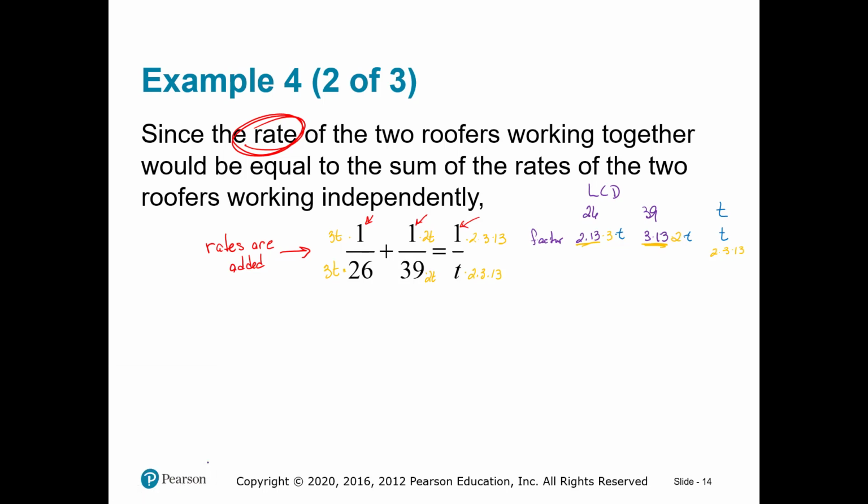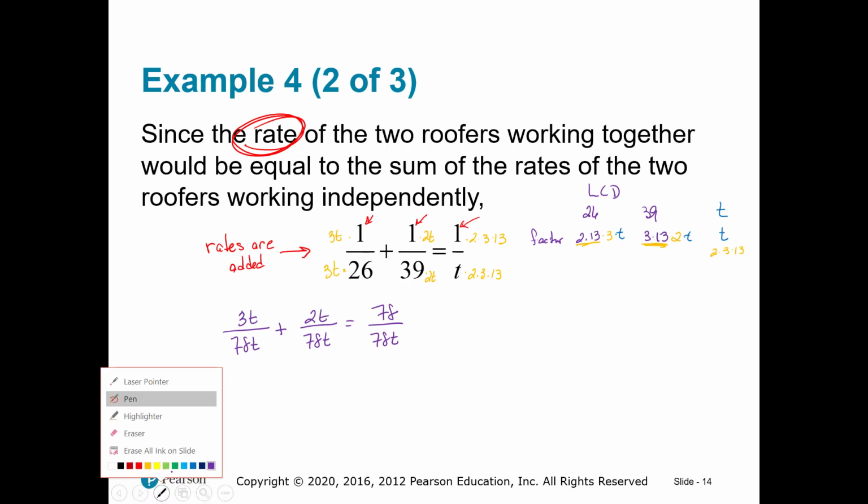Gander what the next line will look like. I'll have 3t over, what's 3 times 26? Yep, hopefully you said 78. And then I'll have 2t over, what's 2 times 39? Hopefully you said 78. And so 2 times 3 times 13, what do you get when you multiply that together? Hopefully you said 78. Cool? Okay, so all the denominators look the same, don't they?